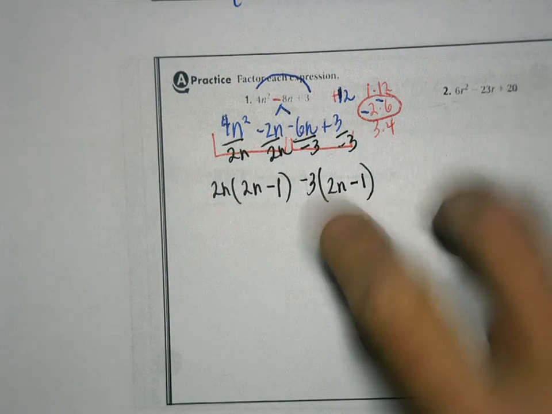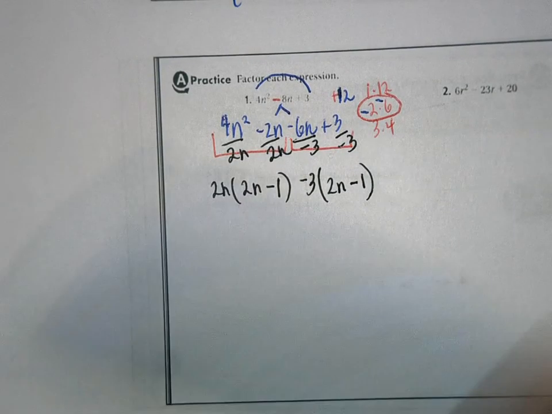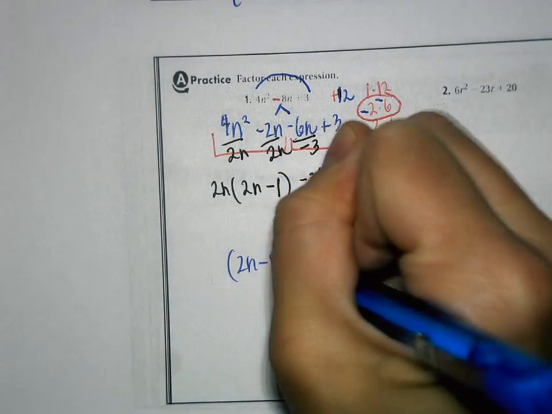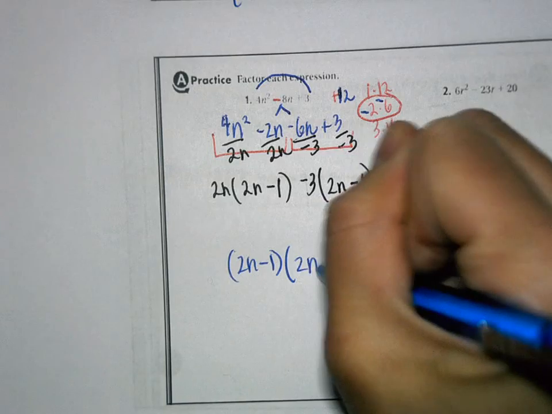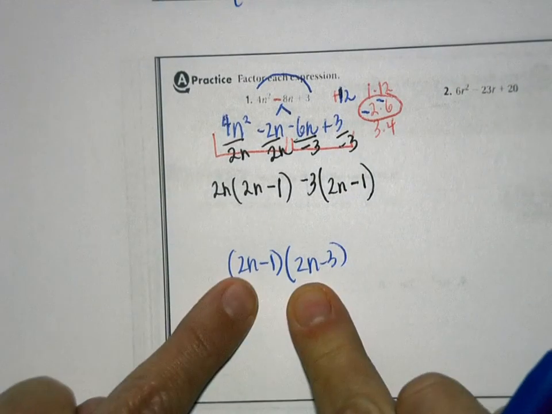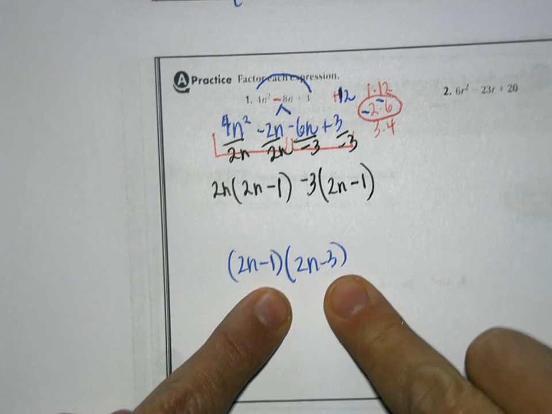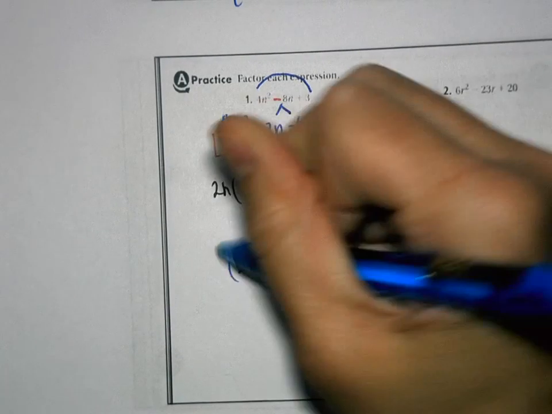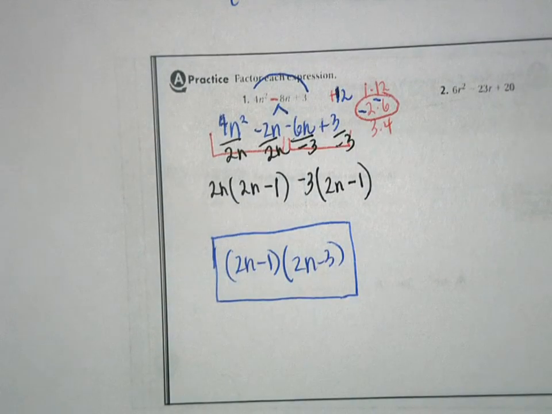And so then my GCF now is 2n minus 1, right? So we're taking out 2n minus 1, and my other parenthesis is 2n minus 3. Perfect. Okay, does 2n and 2n multiply to be 4n squared? Does -3 and -1 multiply to be a positive 3? Yes. So I just double checked myself to make sure it multiplies out to be correct.